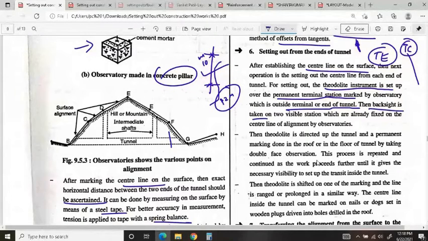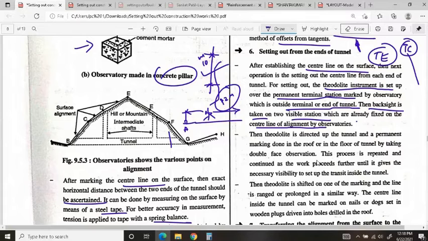The backside is taken on two visible stations which are already fixed on the center line. So there will be a center line. The theodolite will be set, and here this is say our station A. So we will take the final backside, and we will go for the intermediate side of forward side.